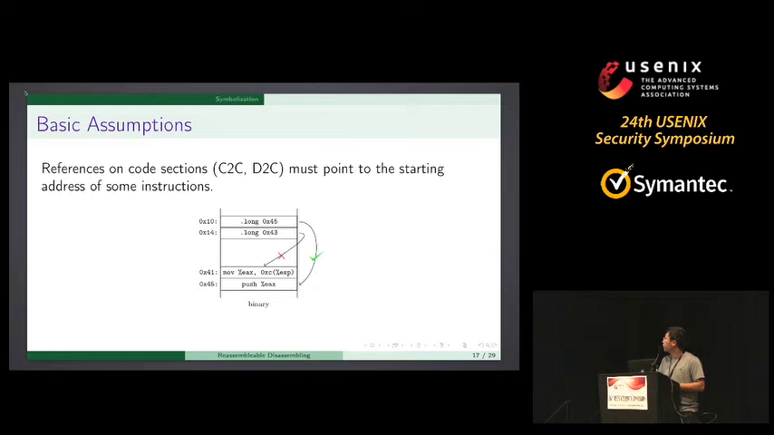Our second basic assumption is that any memory reference on the code section, which is code to code and also data to code, must point to a starting address of some instruction. And as shown in the example, we do not symbolize any memory reference if it refers to the middle of an instruction.